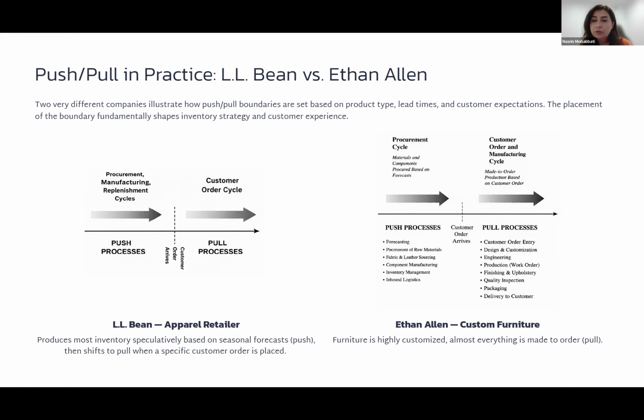And then they wait for the customer to walk in and then work with them in terms of design, texture, color, material, and so on. And then they manufacture and deliver. So most of the work is under pull processes because it is customizable. And in between, we basically have the boundary. So I want you to notice where the boundary is between push and pull processes.